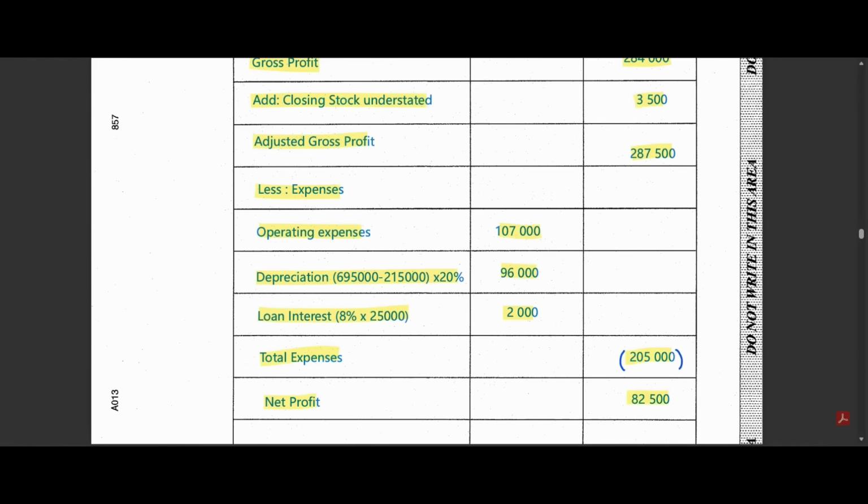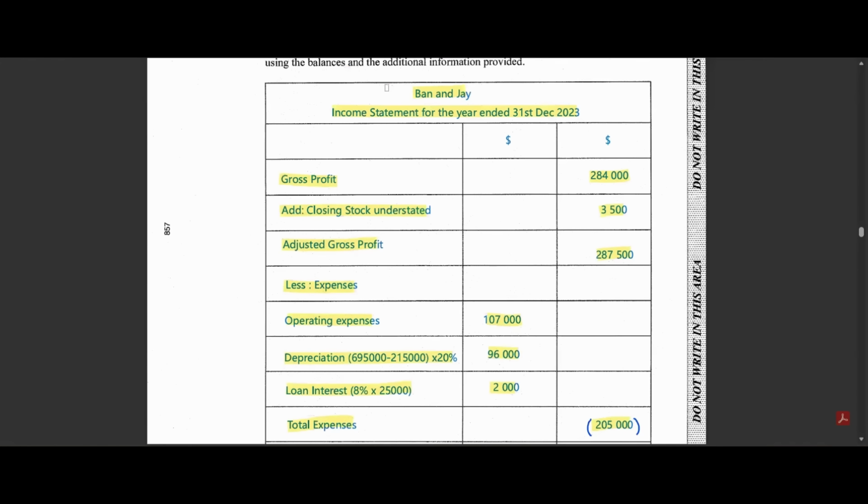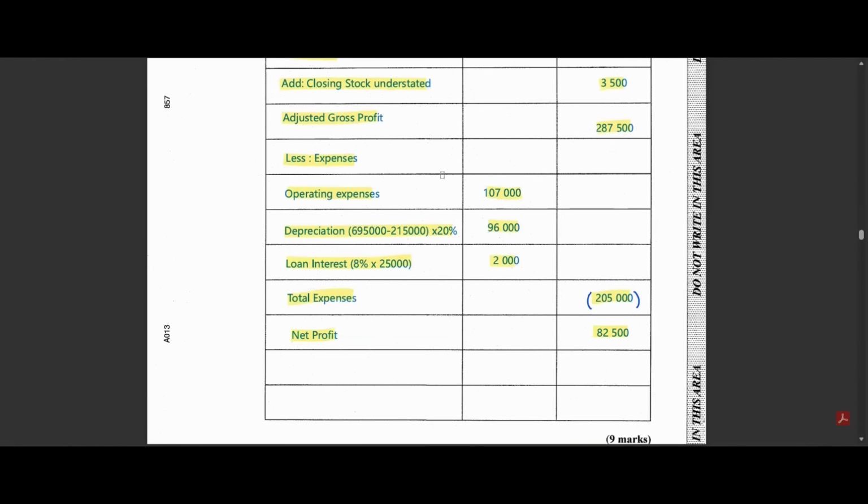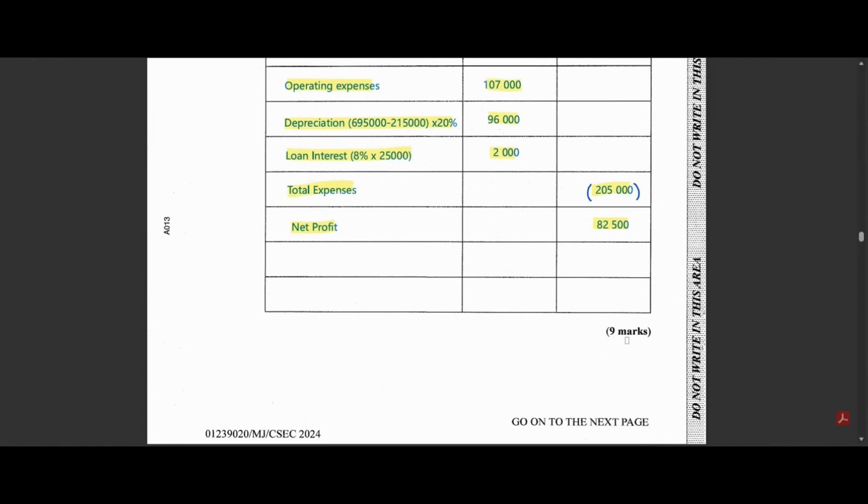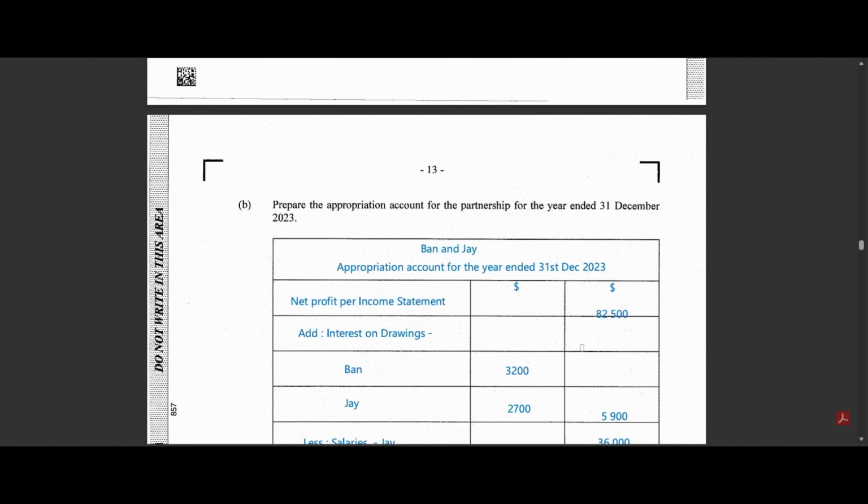So this was part A to our question to get our income statement done, and the amount of marks awarded would have been 9 marks. Great job. Let's move on to see what else was expected from us for this partnership question.